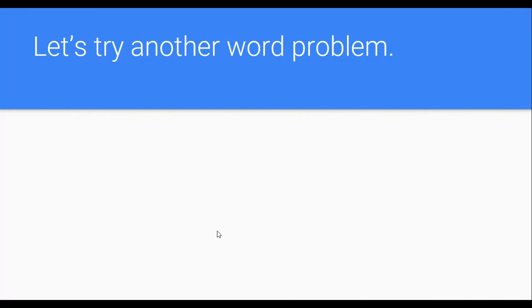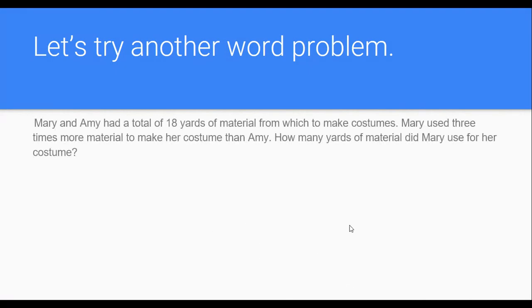Let's try another word problem. I'll help you get it set up, and then I'm going to let you solve it on your own. So Mary and Amy had a total of 18 yards of material from which to make costumes. Mary used 3 times more material to make her costume than Amy. How many yards of material did Mary use for her costume?